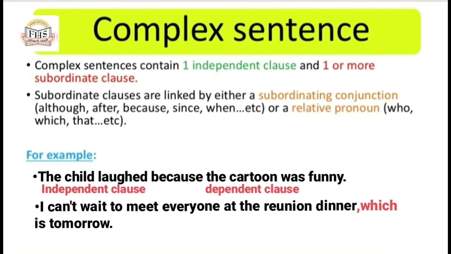The second example is I can't wait to meet everyone at the reunion dinner, which is tomorrow. The sentence consists of an independent clause and a dependent clause. The independent clause is I can't wait to meet everyone at the reunion dinner, which can stand by itself. Meanwhile, which is tomorrow came to modify it and cannot make sense alone.